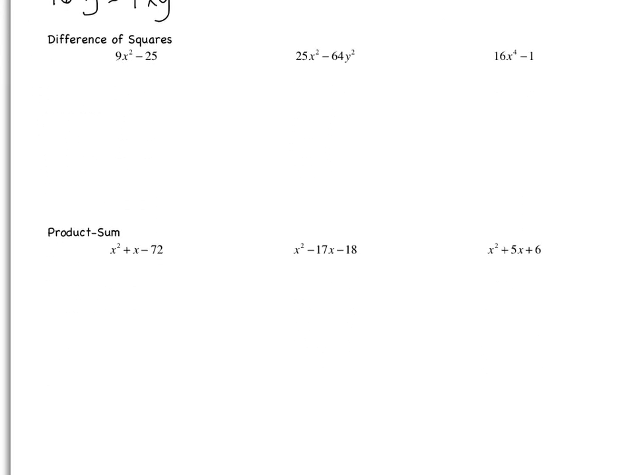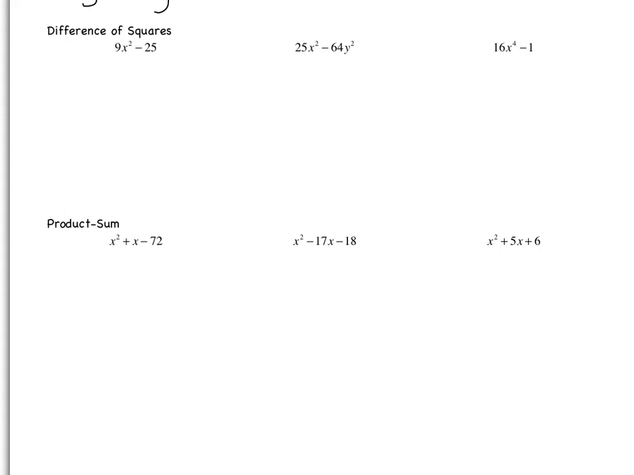Okay, moving on. Now we have difference of squares. So difference of squares, difference means we're subtracting, and then squares are perfect squares. So in the first example, we see we have 9, which is 3 times 3. We have x squared, which is x times x, and 25, which is 5 times 5. So these are all perfect squares. And I have a difference. I'm subtracting. So this factors into 2 sets of parentheses.